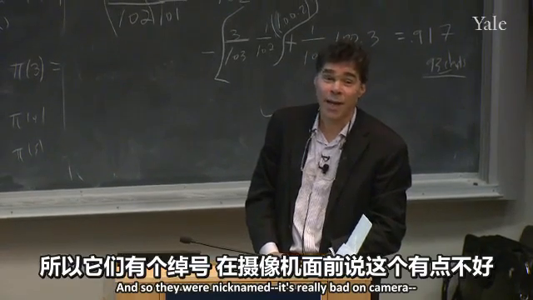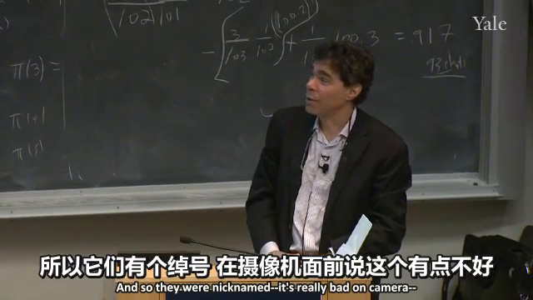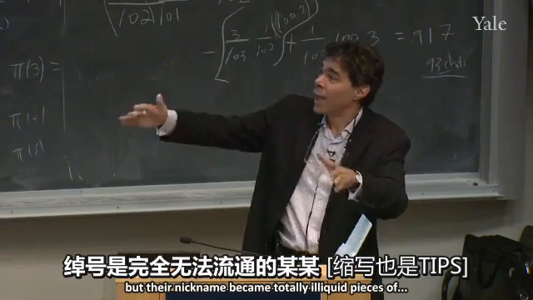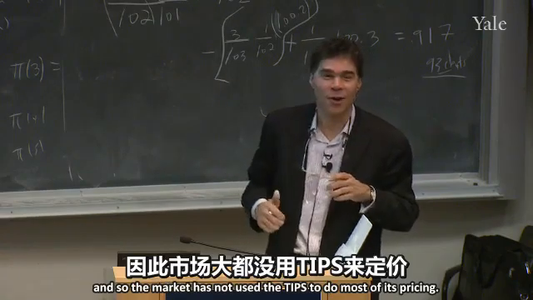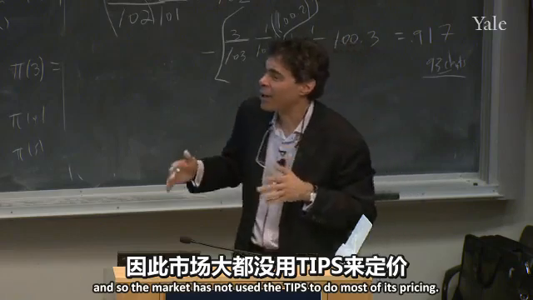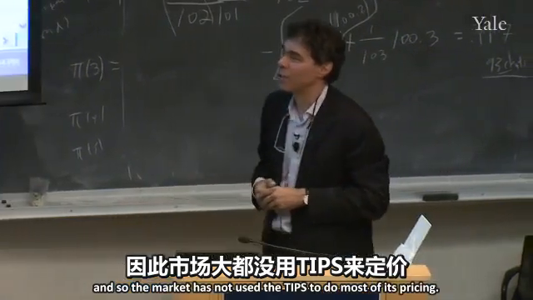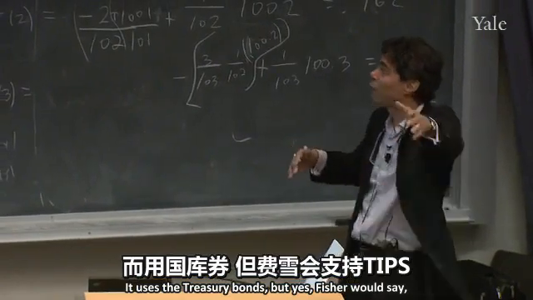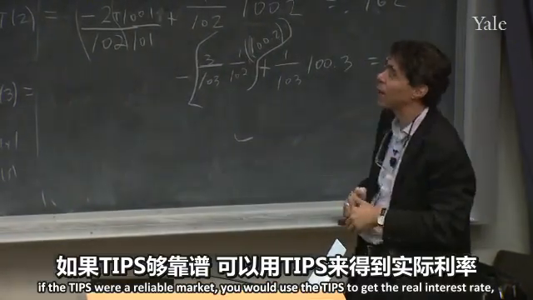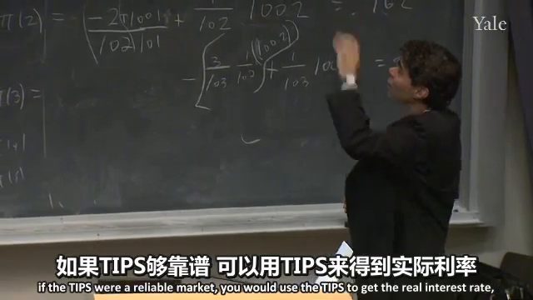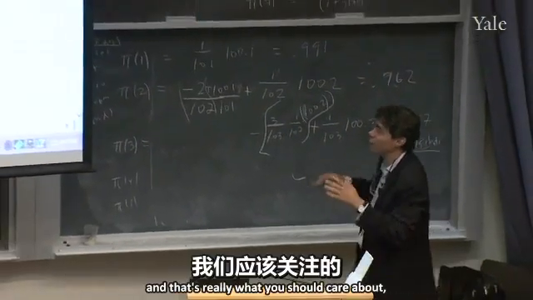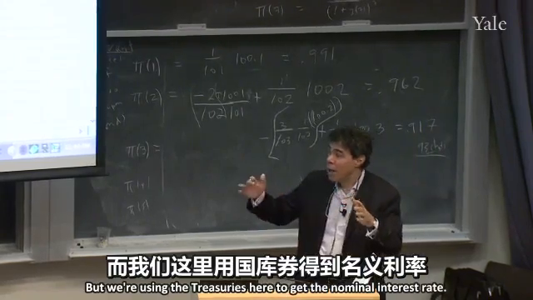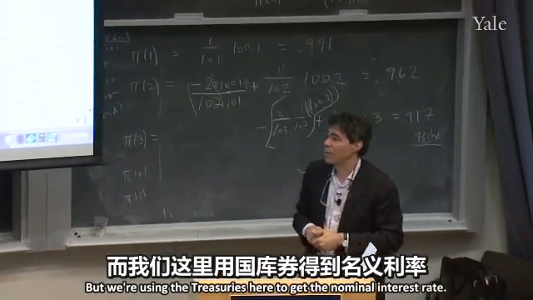And so their nickname became "totally illiquid pieces of..." it's really bad on camera. The market has not used the TIPS to do most of its pricing. It uses the Treasury bonds. But yes, Fisher would say if the TIPS were a reliable market, you would use the TIPS to get the real interest rate, and that's really what you should care about, the real interest rate, not the nominal interest rate. But we're using the Treasuries here to get the nominal interest rate.